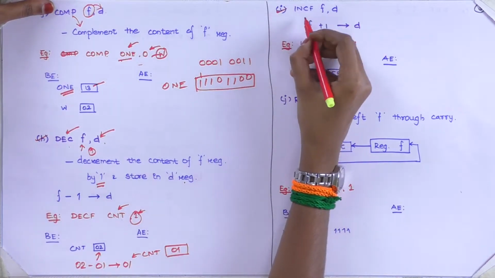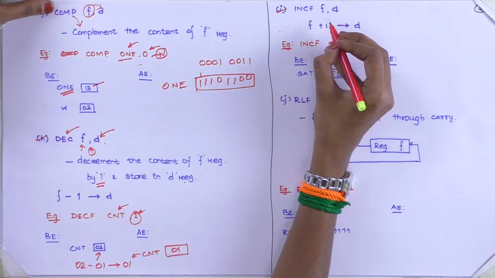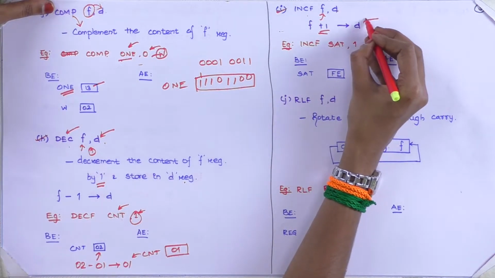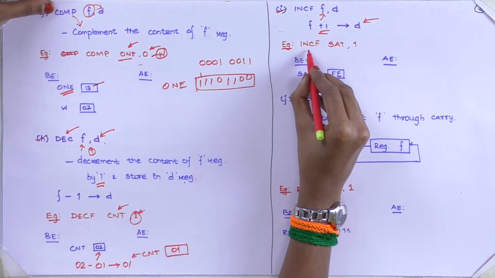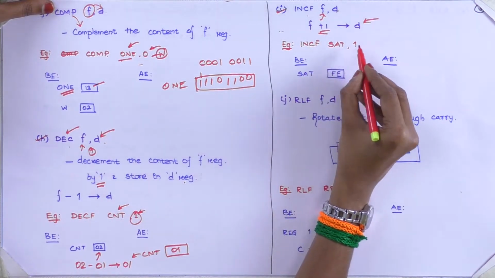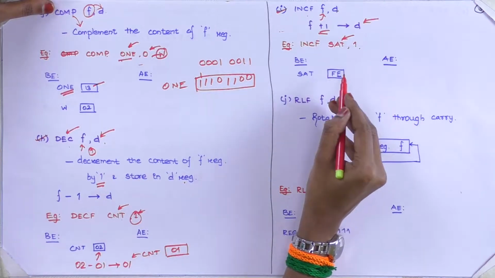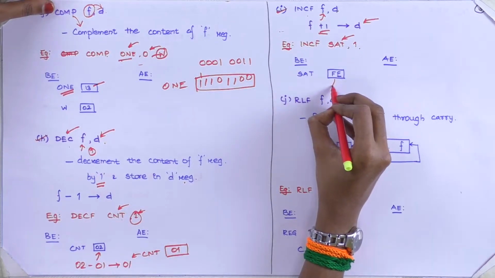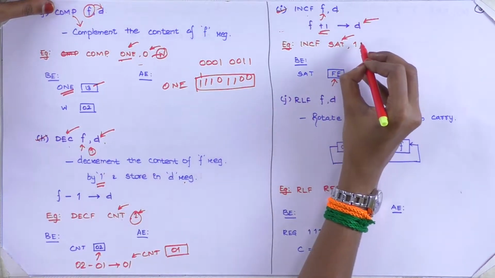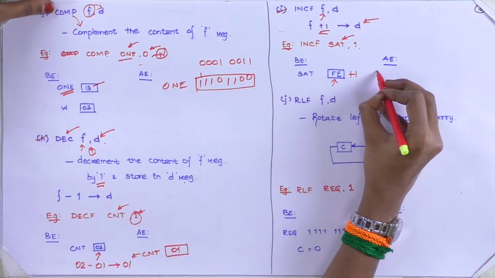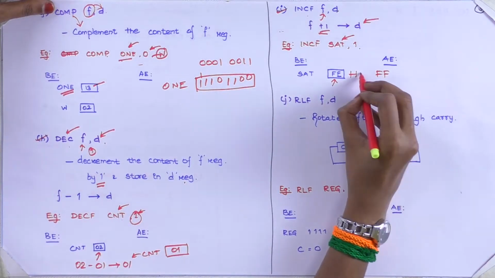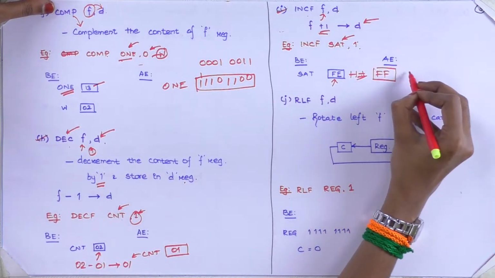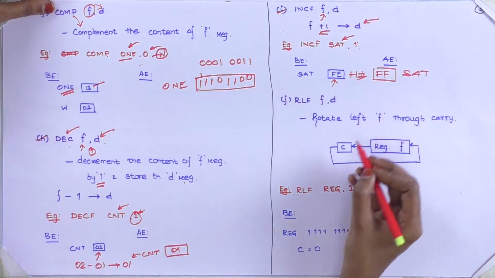So the next instruction is INCF F comma D, which will increment the F register by 1 and store the result in destination. See the example here, INCF SAT comma 1. SAT is nothing but the address of the register. If before executing the instruction SAT has the value of FE, after executing this instruction, plus 1, we will have FF as a result. Since we have mentioned the destination field as 1, this FF will be stored in SAT again.